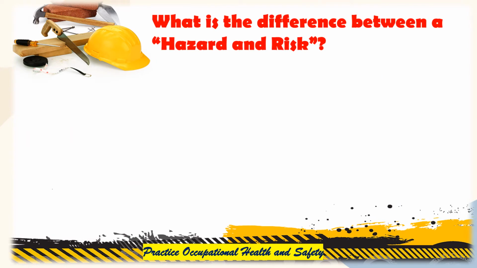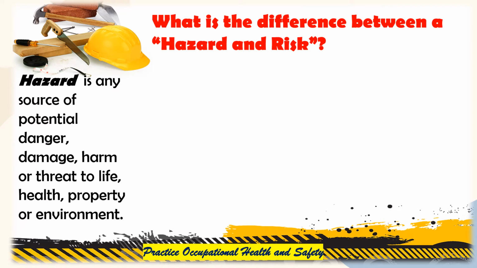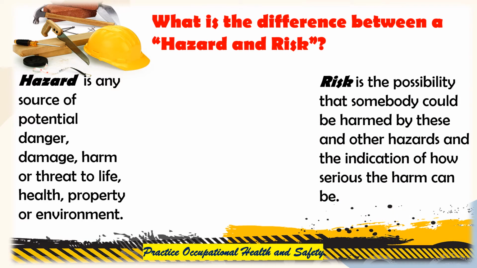Okay, so what is the difference between a hazard and risk? Is there any difference between the two? Hazard. Okay, so let us first define what is hazard. When we say hazard, it is a source of potential danger, damage, harm, or threat to life, health, property, or environment. So how about the risk? What is a risk? It says here that risk is the possibility that somebody could be harmed by this and other hazards, and the indication of how serious the harm can be.